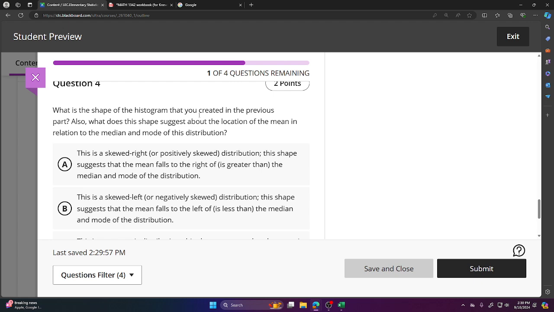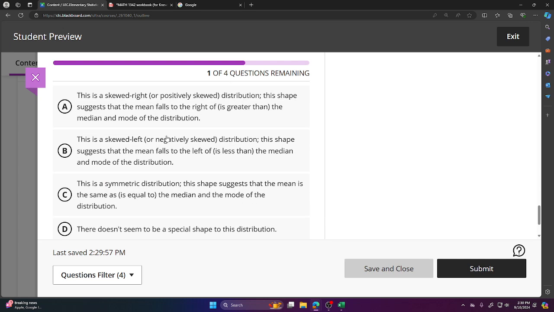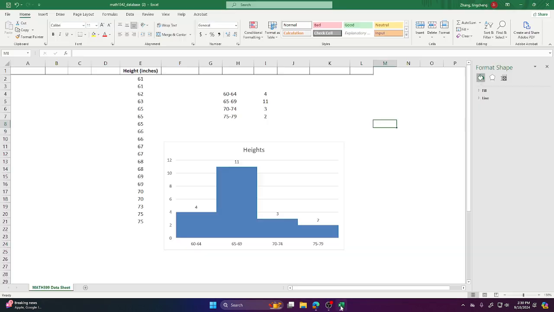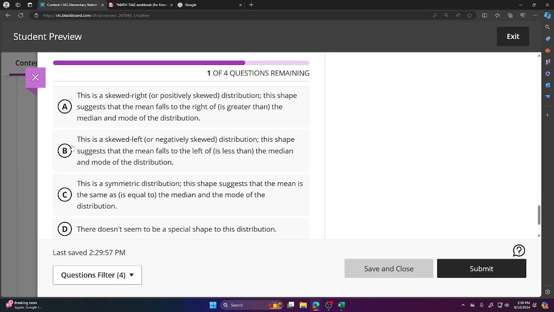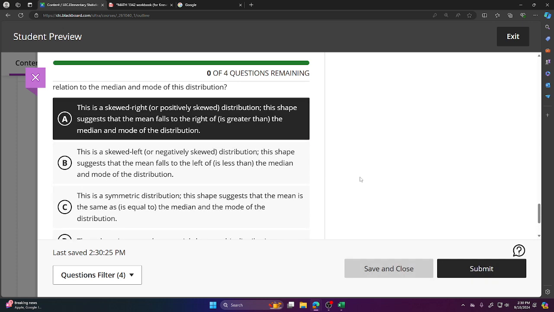And then it says, according to the shape, what is the shape of the histogram you created? Also, does the shape suggest a median, mode, that kind of thing? So is it skewed or not, essentially. If I go back to mine, it looks like it's skewed over here. Skewed right. I don't know what you got, but I'm going to say skewed right. Then I'm going to hit submit and I'm done. When you hit submit, that's it though, so if you're not ready, you could just save and close.